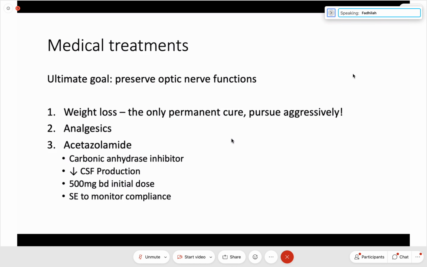Analgesic is important. You need to teach them how to take them safely because a headache can strike at any time. It's just like migraine sometimes. So teach them what the side effects are. Teach them about the maximum dose that they can take.